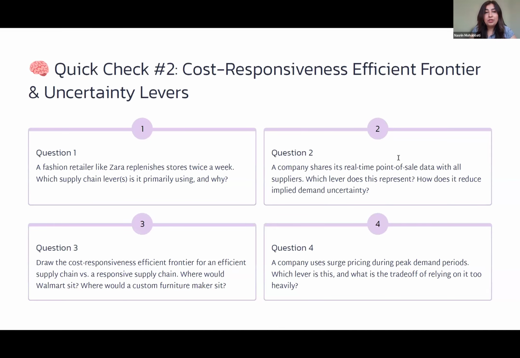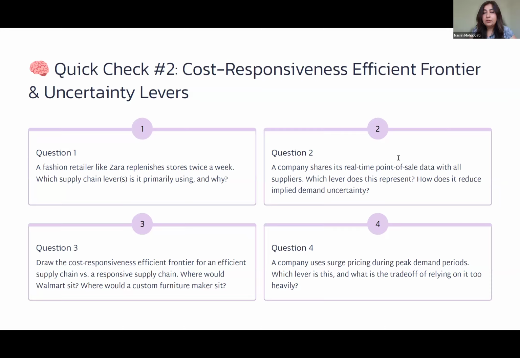So I have some questions for you to practice what we just covered. Question number one, a fashion retailer like Zara replenishes stores twice a week. Which supply chain levers is it using and why? So think about Zara being responsive, what they should do.